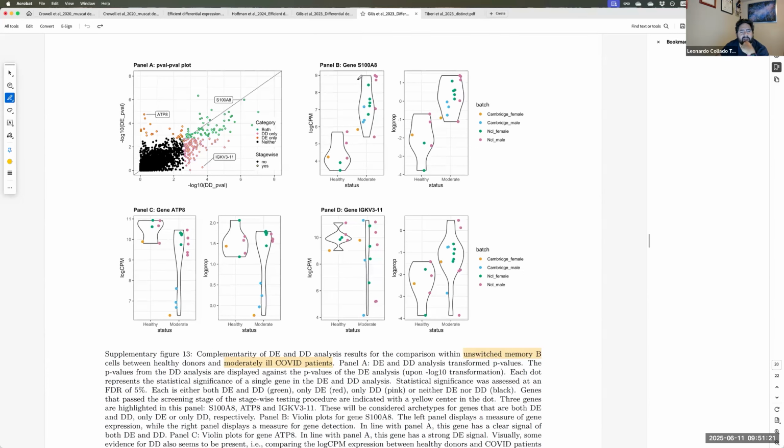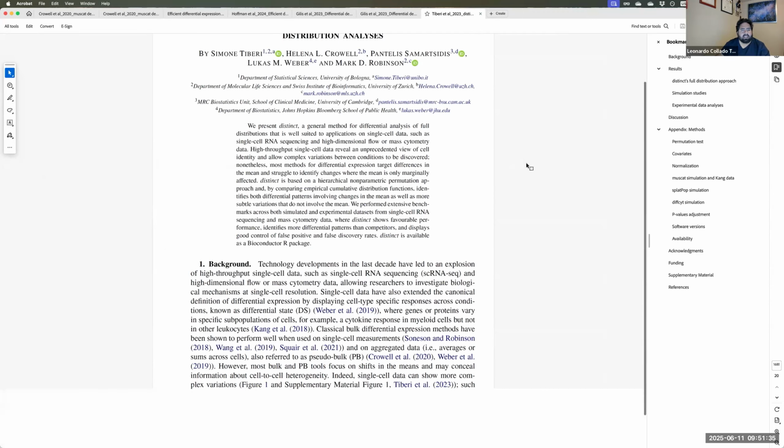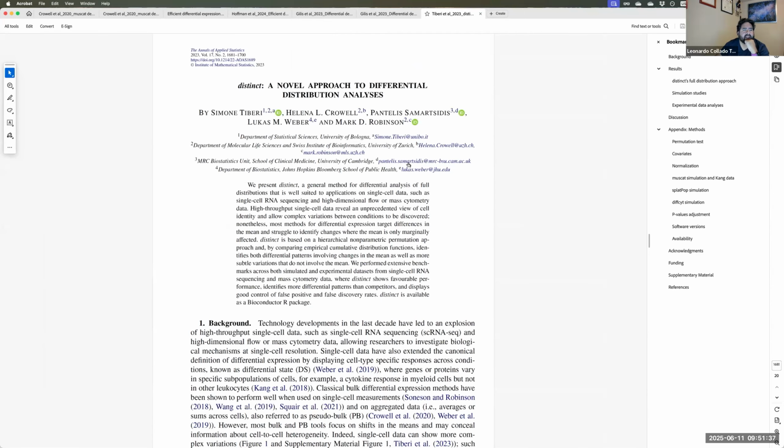So this method over here, pbDD, is implemented in the muscat package, and so that's another reason for learning about that muscat Bioconductor package by Helena Crowell and co-authors. Now the last paper I'll mention today has actually been published, so it's not a preprint. It's from 2023. Notice that the last author is Mark Robinson.